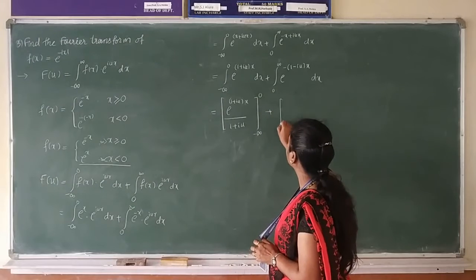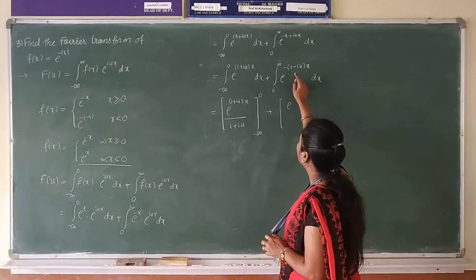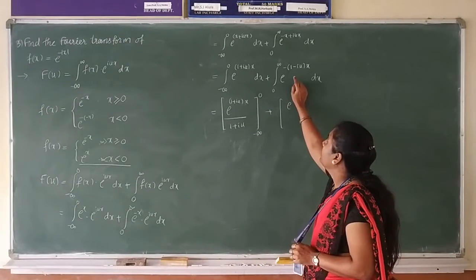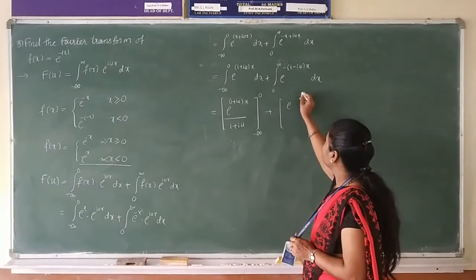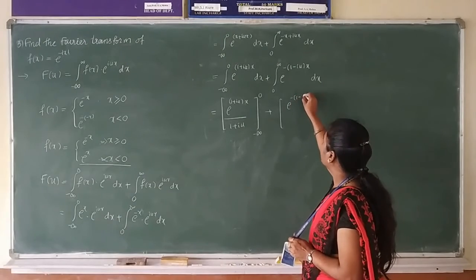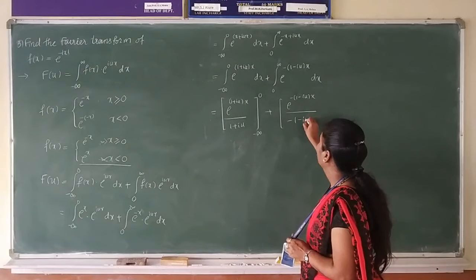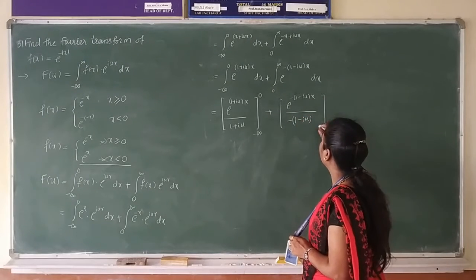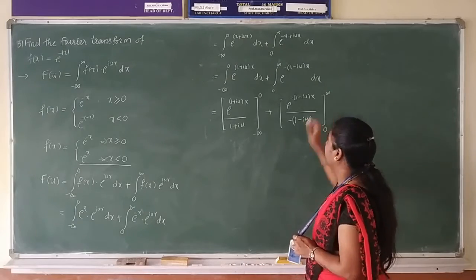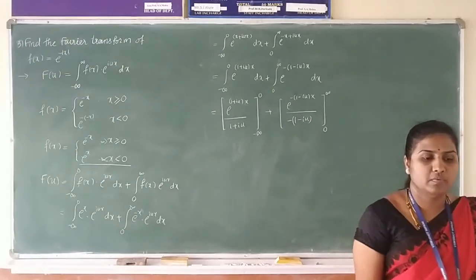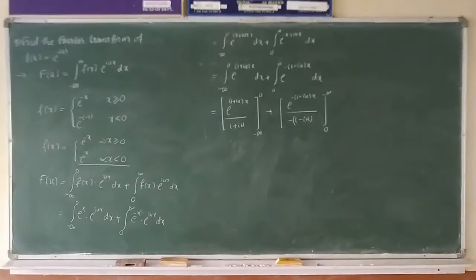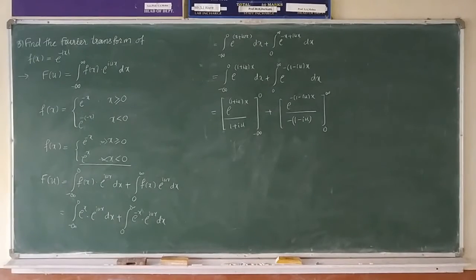Plus integration of e to the power minus (1 minus iu) x is e to the power minus (1 minus iu) x upon minus (1 minus iu), between the limits 0 to infinity. Next what we have to do is we need to put the limits here.